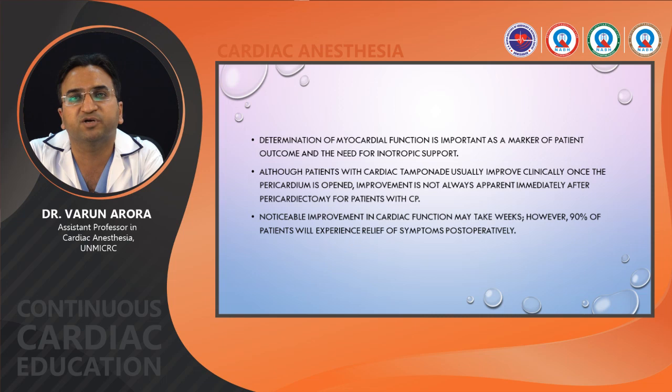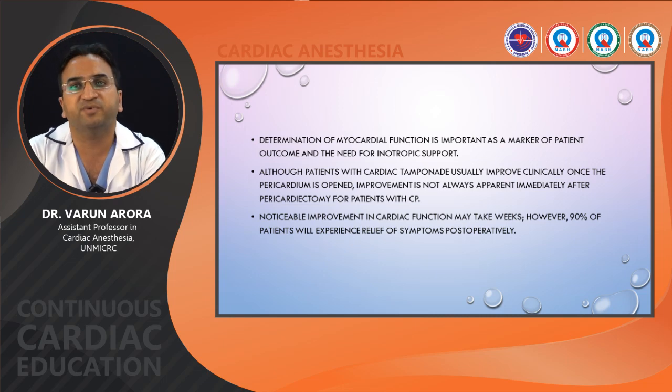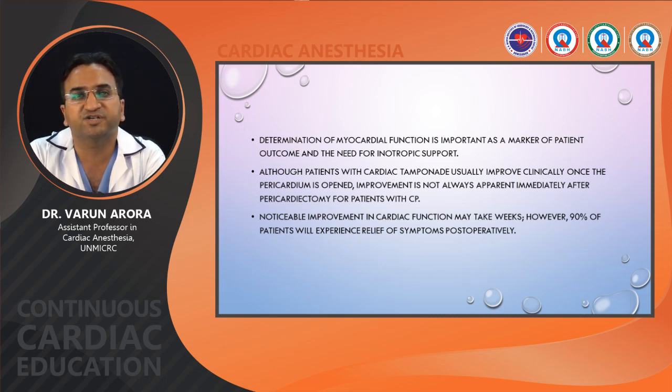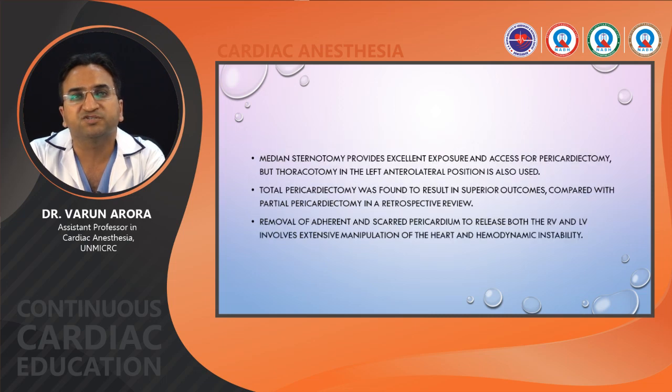Although patients with cardiac tamponade usually improve clinically once the pericardium is opened, improvement is not always apparent immediately after pericardiectomy for patients with constrictive pericarditis. Noticeable improvement in cardiac function may take weeks. However, 90% of patients will experience relief of symptoms postoperatively. Median sternotomy provides excellent exposure and access for pericardiectomy, but thoracotomy in the left anterolateral position is also used. Total pericardiectomy was found to result in superior outcome compared with partial pericardiectomy in a retrospective review.